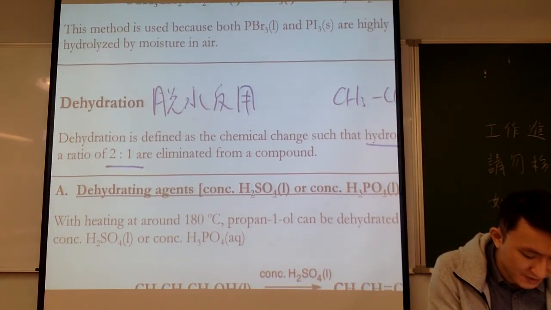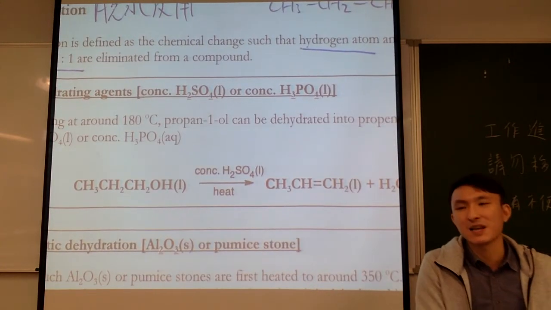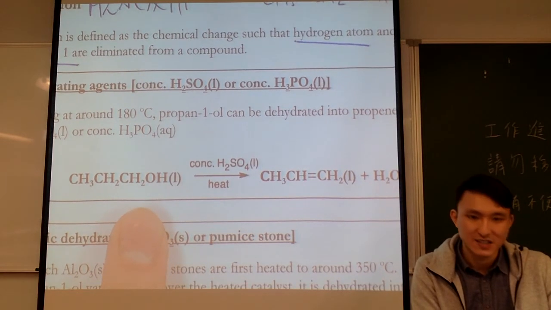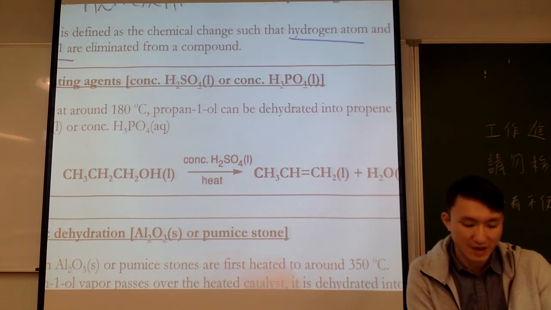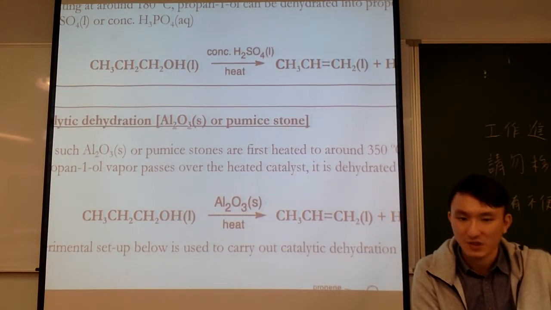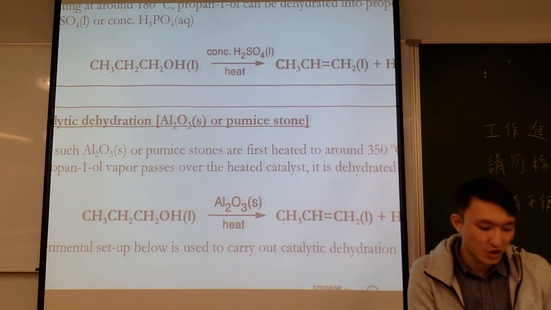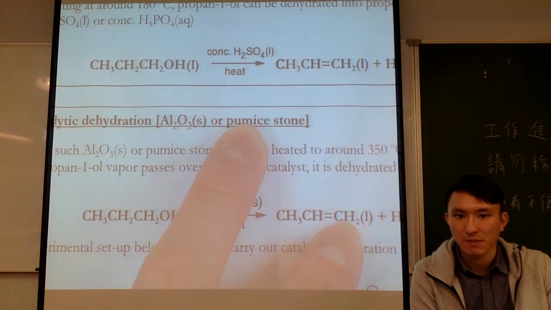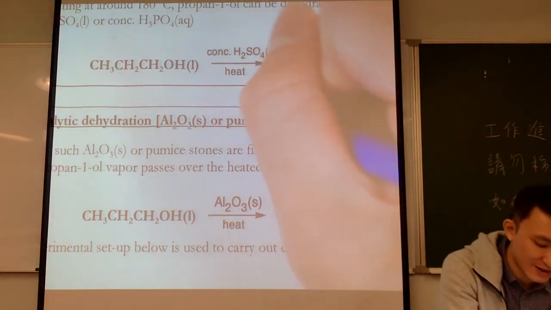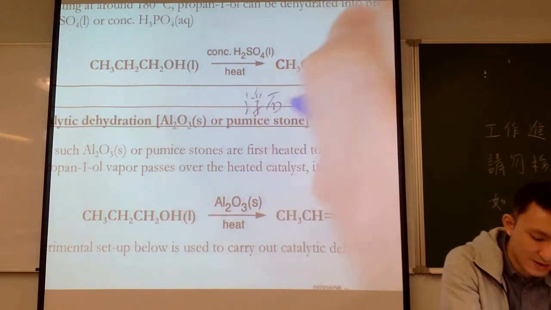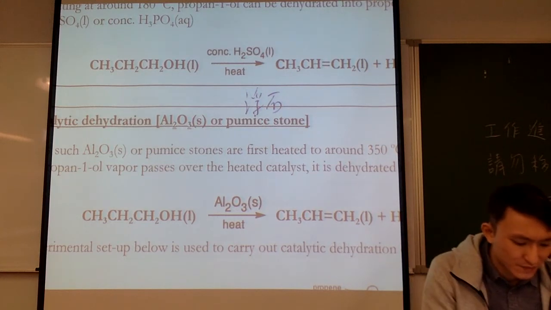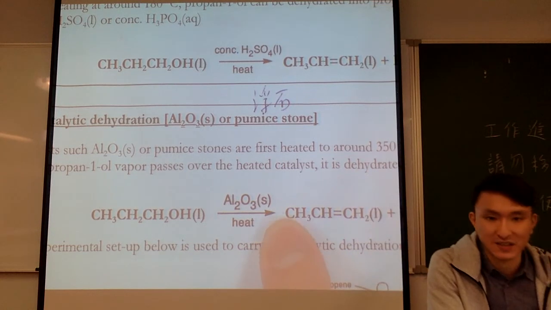Okay, so this is the reaction. Sometimes I feel like dehydration reaction is like the reverse of addition reaction, because this time one reactant forms two products, forming the alkene. Okay. Now down here, catalytic dehydration. So this time we don't add a dehydrating agent, instead we add a catalyst. So usually we will use aluminium oxide, or we will use pumice stone. Pumice stone is something that is rich with aluminium oxide, okay? But it also has a lot of pores that allow a greater surface area, okay?